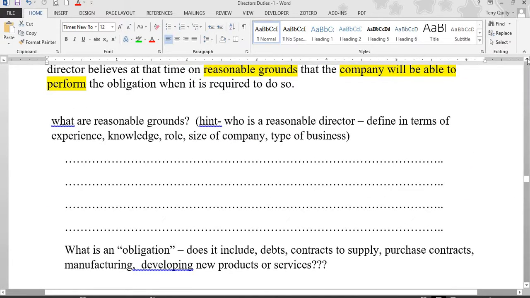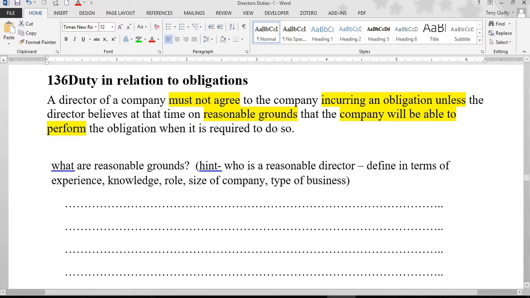Now, a very similar issue arises in section 136. And this, which is straight from the section itself, the director must not agree to the company incurring an obligation unless the director believes on reasonable grounds the company will be able to perform the obligation when it's required to do so. So this is very similar to 135, except it's about taking on things, business, contracts, obligation, and having made a proper decision with proper information that a reasonable director would make and decide to go ahead.